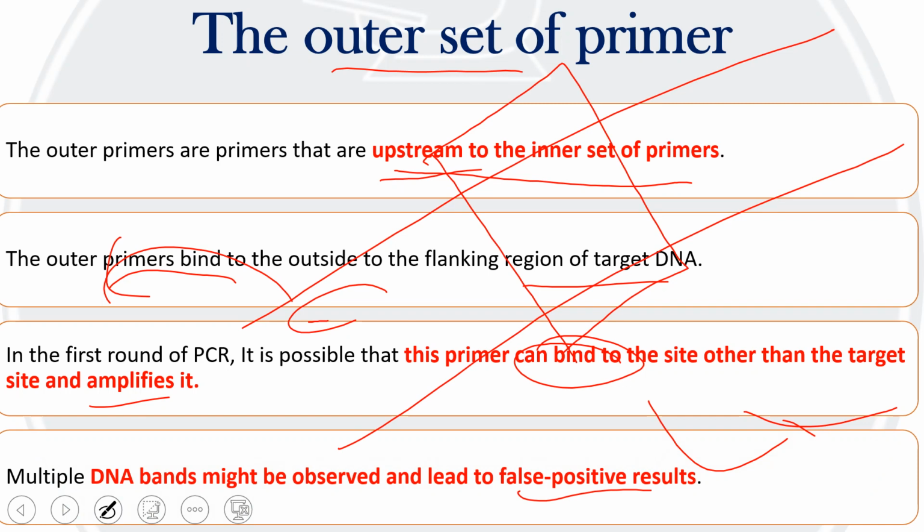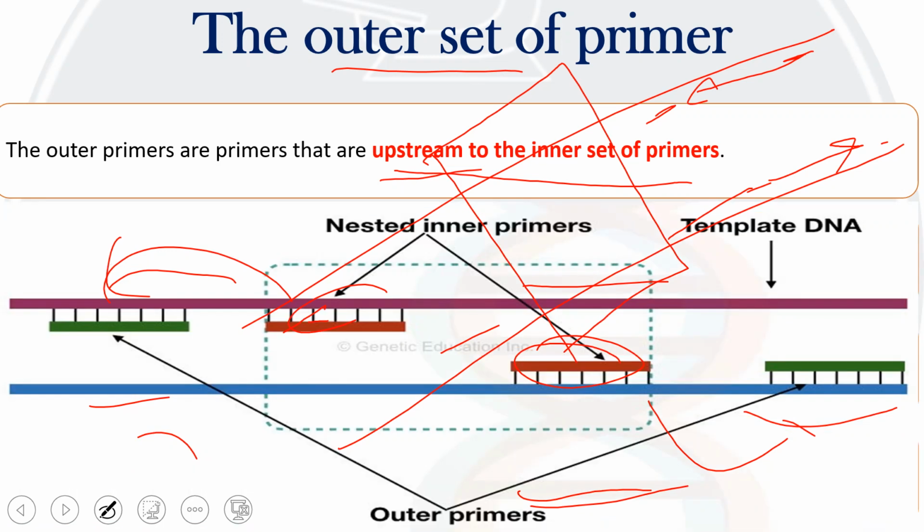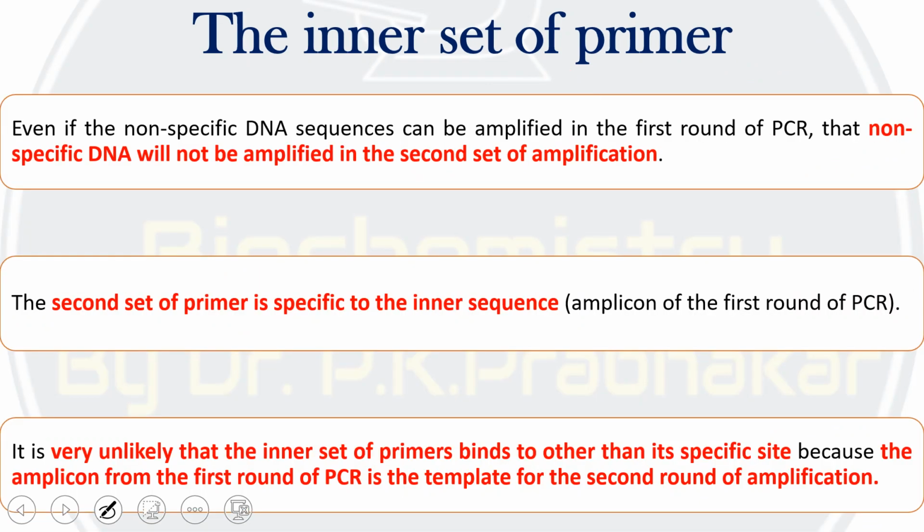when we use this outer set of primers, it may bind here also, here also, here also. So many. In one case you will get amplification up to this point, in another case the amplification of this one. So you can see many different small DNA bands during gel electrophoresis, and those will give you false positive results. So this is the outer set of primers and how we are going to use it.